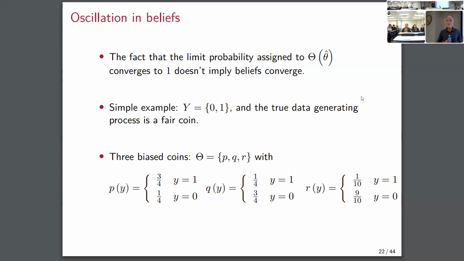Here's a simple example. Suppose the outcome we're seeing is 0 or 1, and the true data generating process is a fair coin, 50-50 zero and one. The agent's prior only has three different models. The true coin is 50-50. The agent thinks either it's model P, where it's 3/4 for 1 and 1/4 for 0, or it's model Q, 1/4 for 1 and 3/4 for 0, or it's model R with 1/10 for 1 and 9/10 for 0. So that's the prior.